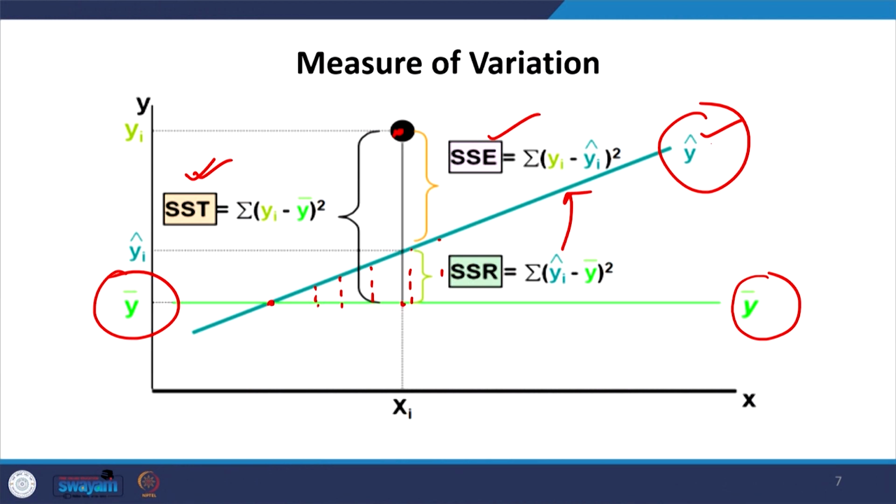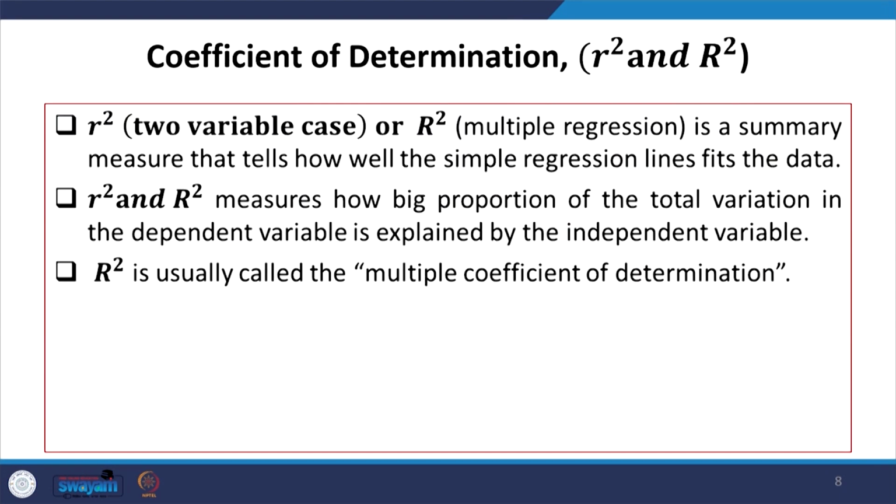All right. Now, how are we going to define the measures of variation? We are going to take certain ratios. Those ratios will explain the coefficient of determination. Let us clarify one by one, small r square and capital R square. Small r square is basically the two variable case, a binary relationship, called a two variable relationship, not a multiple relationship.